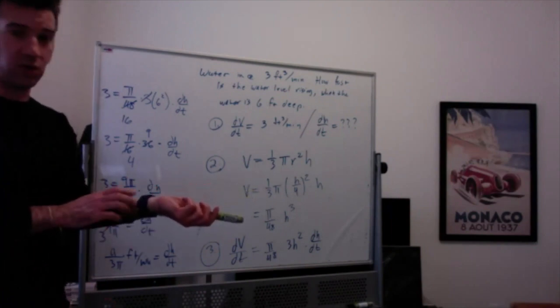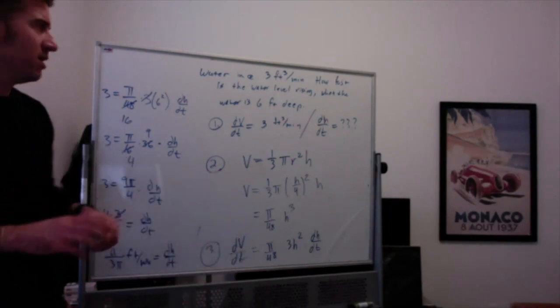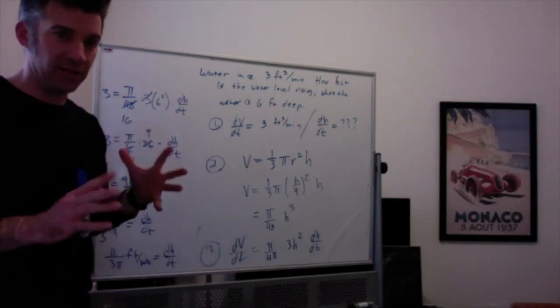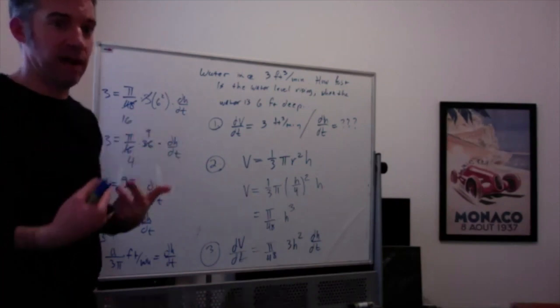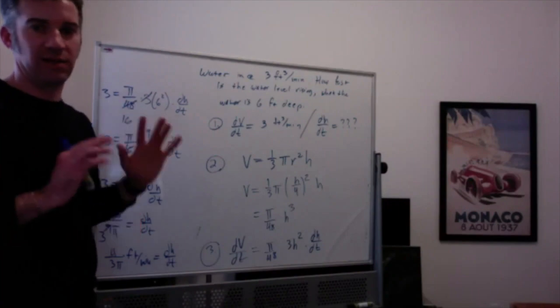So I really encourage you, if you have a related rates problem, don't go at it sporadically. You really want to do it systematically, where you're like, well, I'm going to do this first, and then this, and then this, and then, right? Like it works.